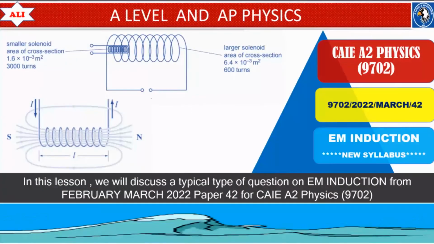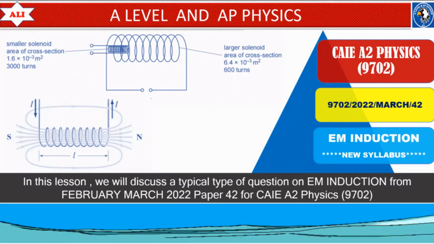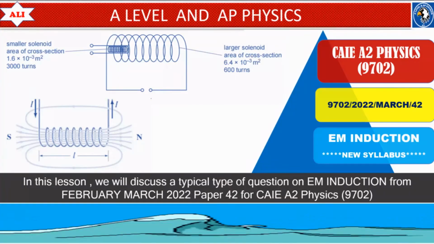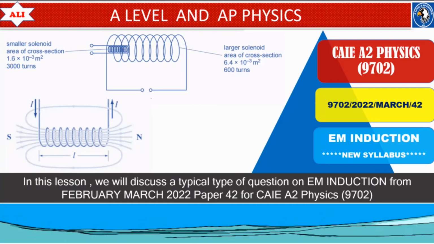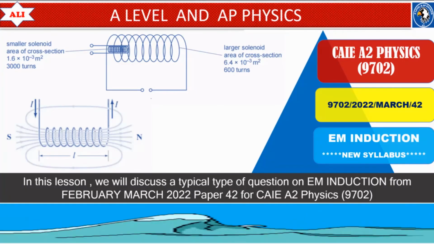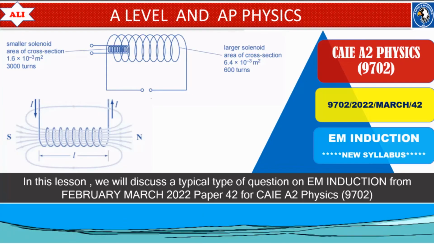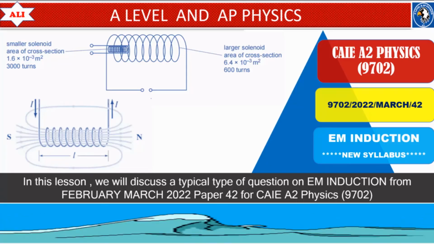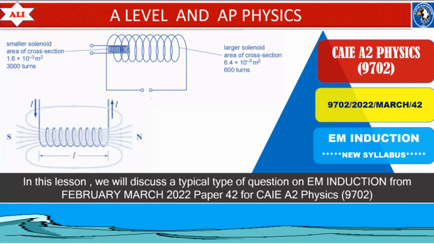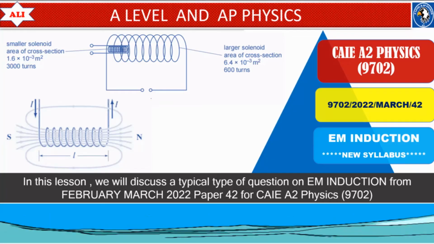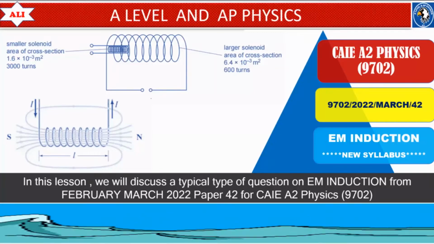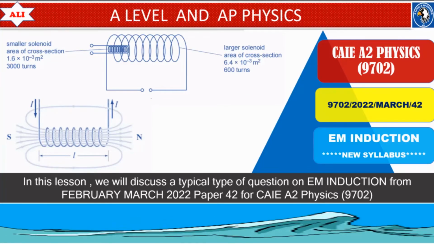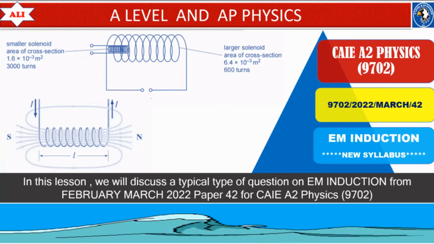Welcome to A-Level and AP Physics. In today's lesson, we will discuss one very important past paper question on electromagnetic induction from March 2022, paper 4, variant 2. This question is very important because it will challenge your understanding of magnetic flux and your conceptual understanding of magnetic flux linkage. We will also talk about a typical question on Lenz's law, and at the end of this lesson, we will also discuss the electromagnetic induction principle.